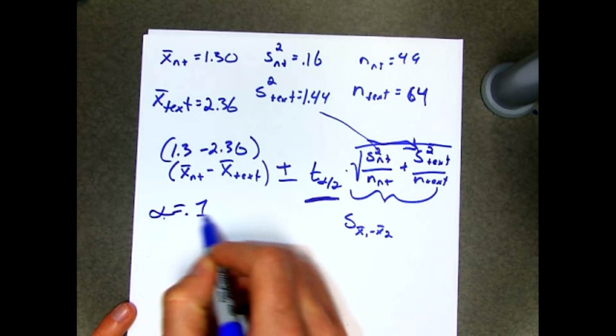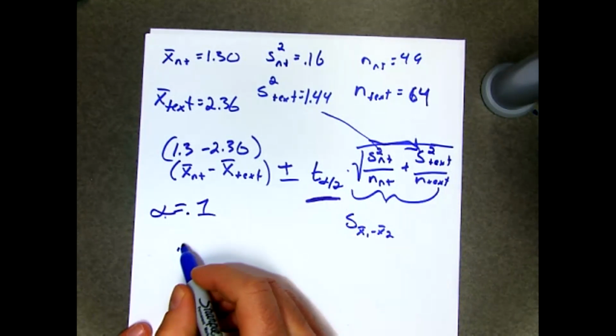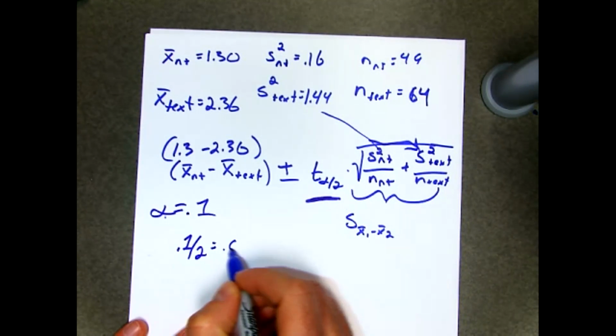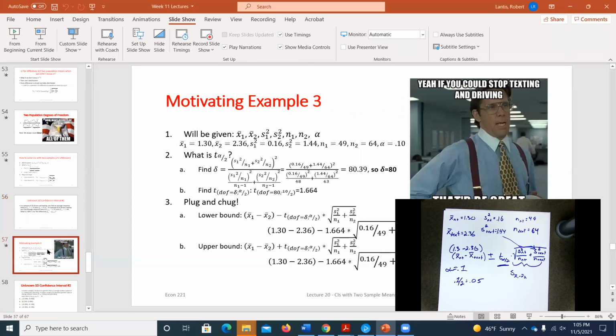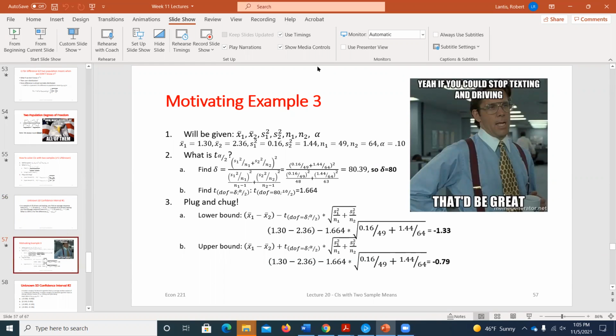So I need to look up alpha over 2, or 0.05. Now I'd have to give you one more thing here, which is the degrees of freedom, right? I'll ignore my meme for a second because I'm afraid to switch this to presenter view. I used that nasty equation and came up with my degrees of freedom. If I ever had a decimal, I always rounded it down to err on the side of caution. So degrees of freedom of 80.